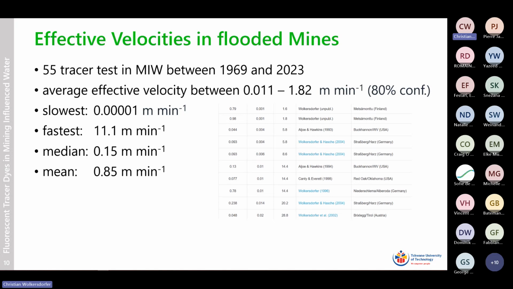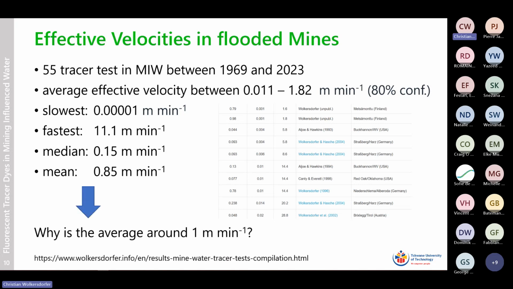Here you can see a table of a few tests, and it is always around 1 meter per minute. It doesn't matter which mine setup, it doesn't matter where the mine is. In most cases, the average effective velocity is around 1 meter per minute. And maybe this is a question to you, we don't know why this is the case. I mean, the mine setup is sometimes quite different, but it's always around 1 meter per minute.